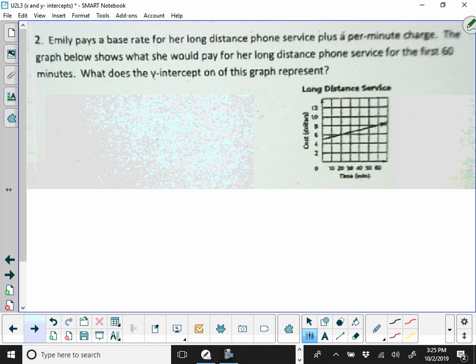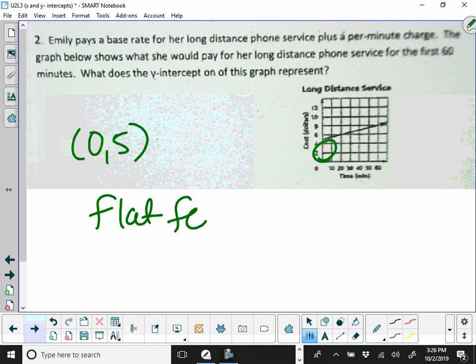All right, number 2, Emily pays a base rate for her long distance phone service plus a per minute charge. The graph below shows what she would pay for her long distance phone service for the first 60 minutes. What does the y-intercept of this graph represent? The y-intercept appears here to be (0, 5). So that means that if she has not talked any minutes, then her bill is $5. So her flat fee is $5 a month.